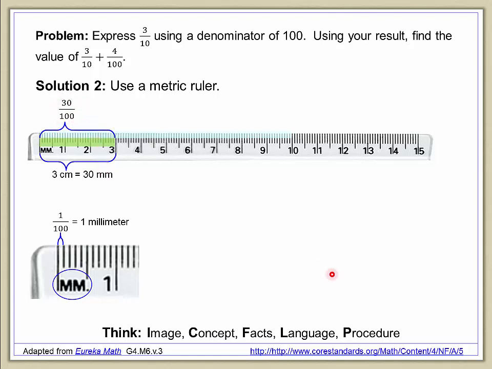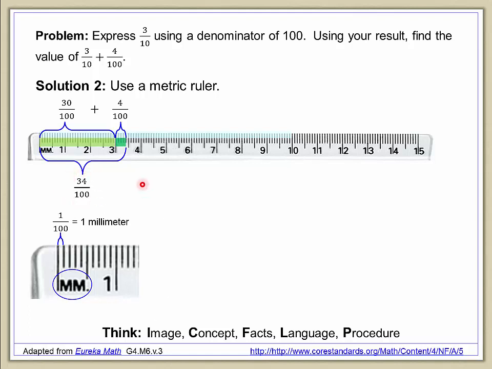Looking at this is, of course, more procedural and moving into very abstract symbols, so it's also important that they understand this from a visual level. So next, we will add our 4 100ths. Well, here's 4 100ths. Remember, a hundredth is a millimeter, so 4 of them is this much. And we can represent the sum by looking at the total distance, which is 34. Here's 30 plus 4 hundredths, and we get the number 34 hundredths.